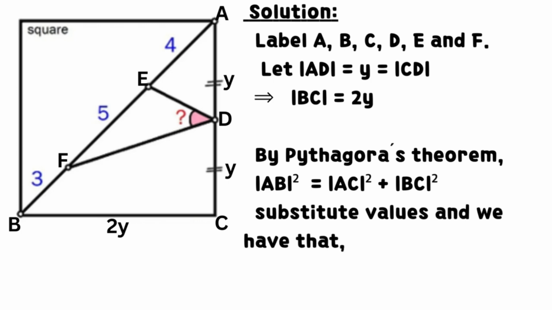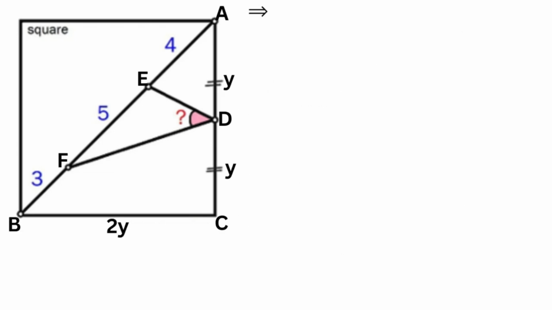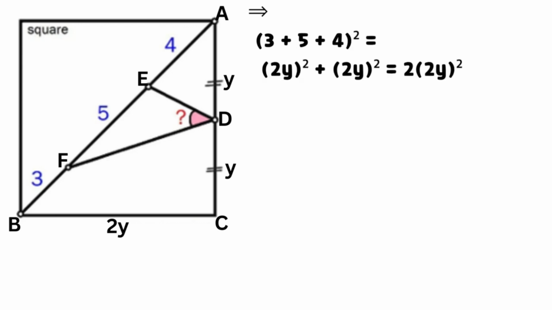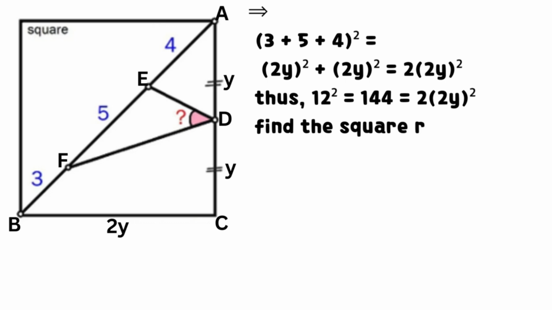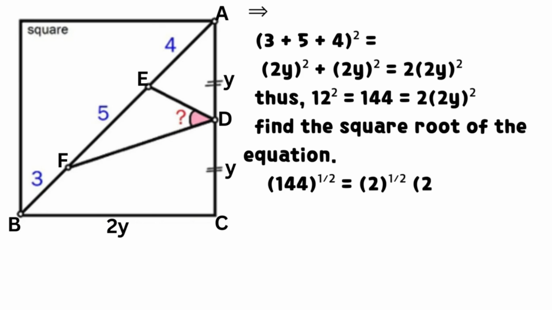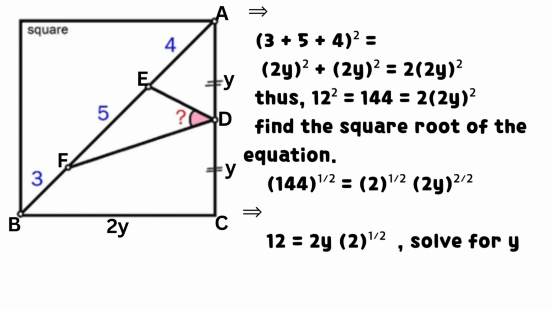By Pythagoras' theorem, the square of A, B equals the sum of the square of A, C and the square of B, C. Substitute values and we have that the sum of the square of 3, 5 and 4 equals the sum of the product of 2 and the square of 2 times y. Thus, the square of 12 equals the product of 2 and the square of 2 times y.